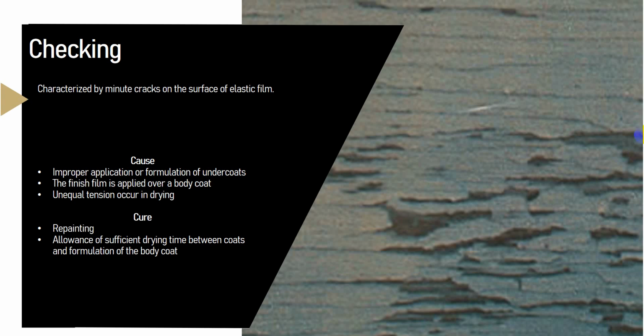Checking is characterized by minute cracks on the surface of elastic film, like this one. The causes are improper application or formulation of undercoats, then the finished film is applied over a body coat, and then an unequal tension occurs in drying. The cure is repainting, allowing sufficient drying time between coats, and proper formulation of the body coat.